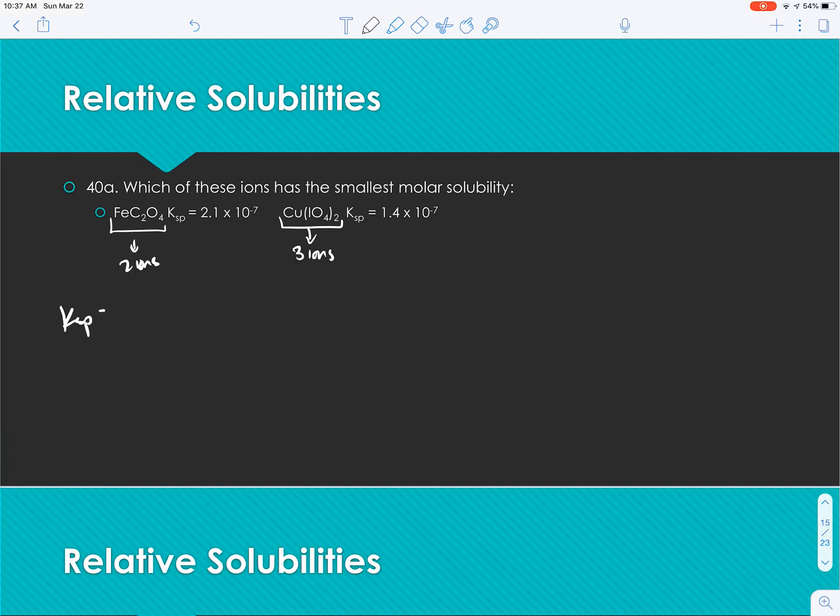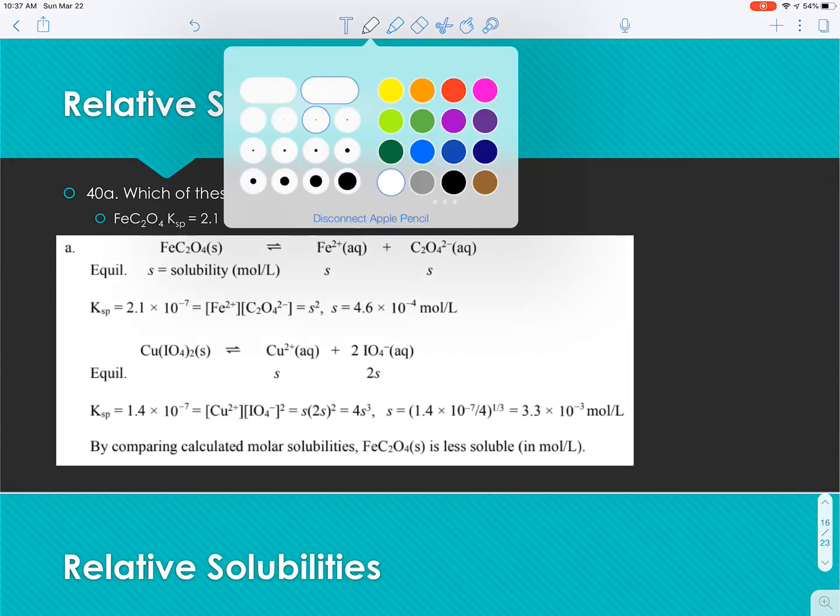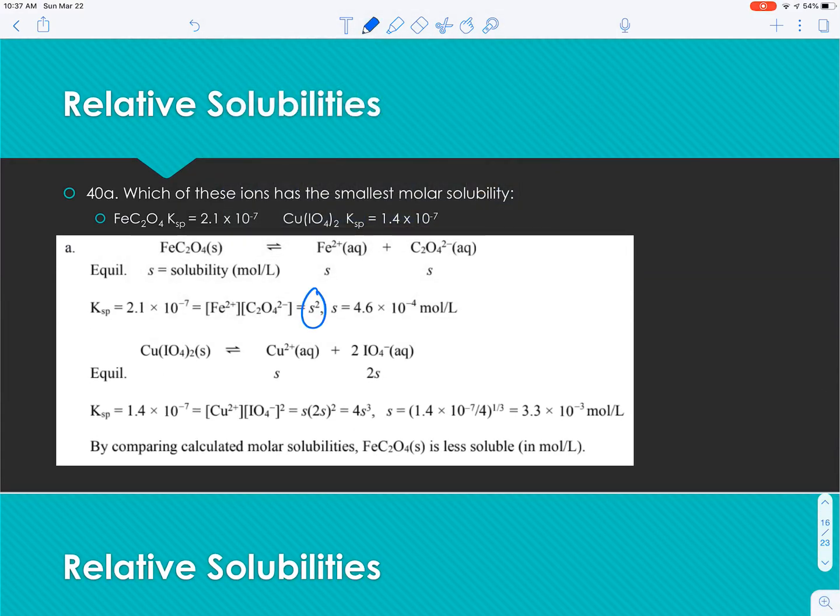And again, you do not have to do the Rice table if you remember the expressions. When it breaks into 2 ions, it's just x squared. And when it breaks into 3 ions, it's 4x cubed. From there, we can find x. The answers for this one are on the next slide. You can see their work in the textbook, and again, they call it s. They have s squared and 4s cubed, and then they solve for s. In this case, they're asking for smallest molar solubility.